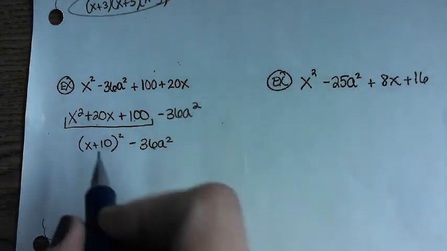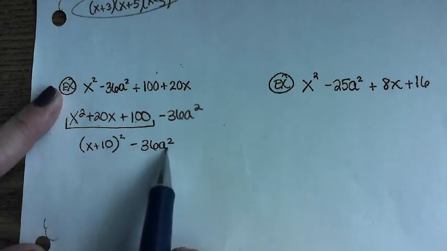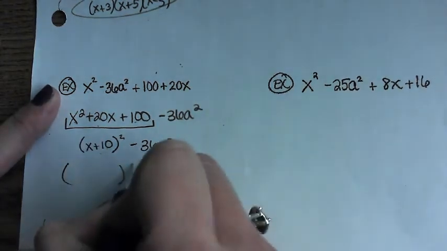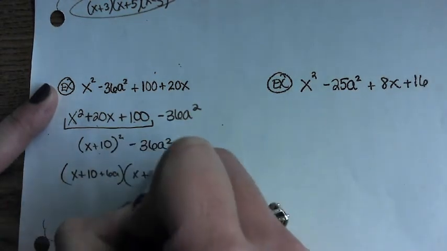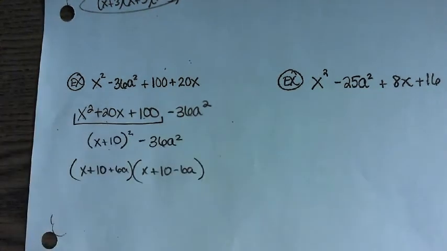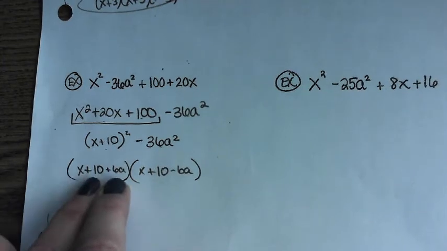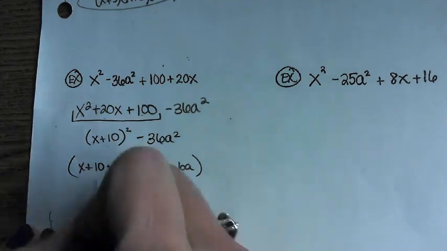So when I do the difference of perfect squares and factor it into conjugates, it's going to be x plus 10 plus 6a and x plus 10 minus 6a, which is definitely new to you, because we're not used to the square roots being a binomial in and of themselves, right? We're used to monomial plus monomial and monomial minus monomial. But this square root happens to be a binomial plus a monomial, and that same binomial minus the monomial, so we have conjugates.